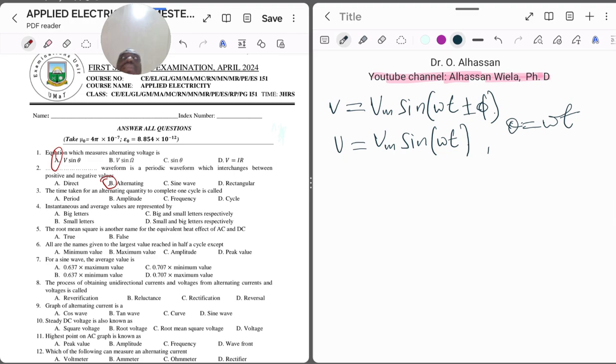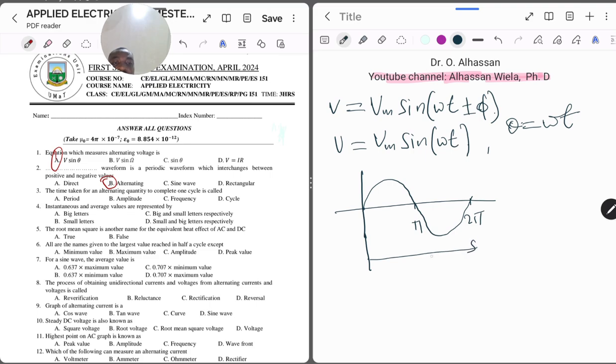Question 3. The time taken for an alternating quantity to complete one cycle is called, so the time taken to complete one cycle, for example, you have a cycle which is 2 pi, a complete cycle is 2 pi. So the time that is going to take for you to complete this full cycle, which is 2 pi, we refer to that as what? The periodic time, right? T, which is a period or periodic time. So the answer here is A.